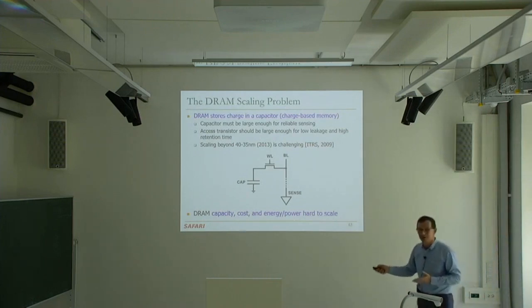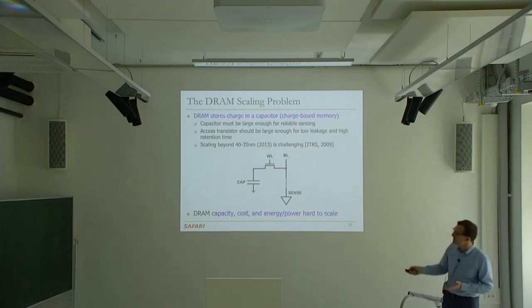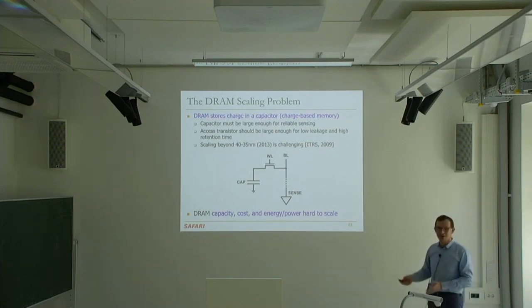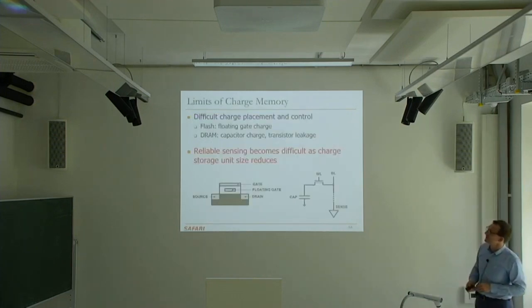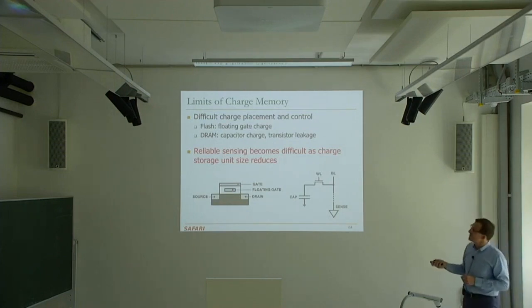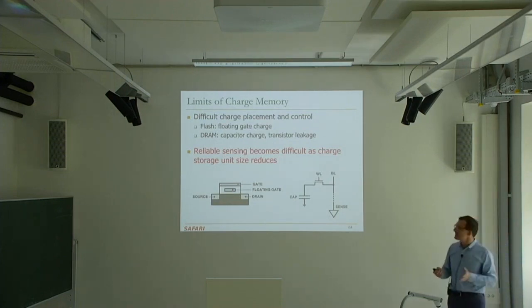We want better energy, but we're not getting better energy. We're actually getting more leaky transistors. We want more capacity, but we're not getting more capacity, at least as fast, right? So we're having difficulties, basically. And this is true for other charge-based memories also, actually. DRAM is charge-based memory. Charge is stored in the capacitor.